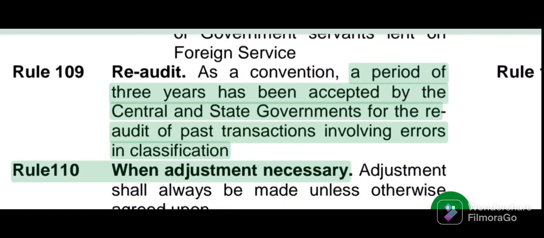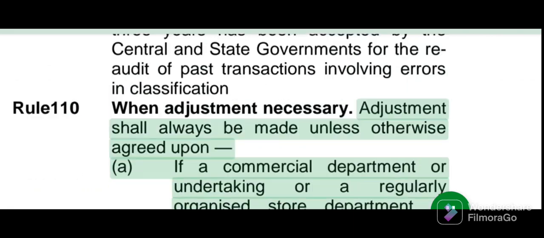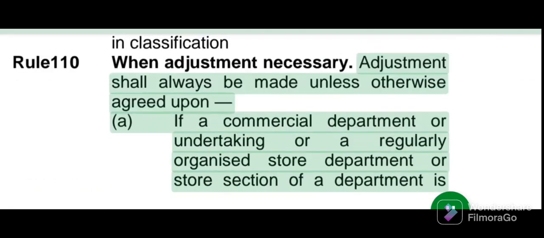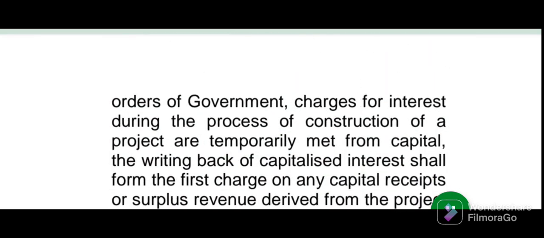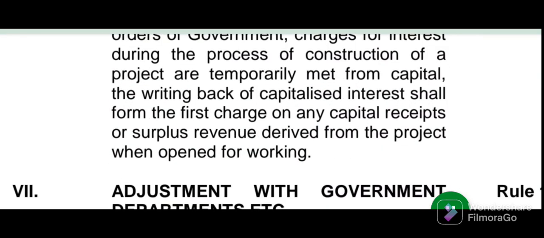Rule 110: When adjustment necessary. Adjustment shall always be made unless otherwise agreed upon: a. if a commercial department or undertaking or a regularly organized store department or store section of a department is concerned, or b. if under the operation of any rule or order, an adjustment would have been made if the particular transaction with state government were a transaction between two departments of the central government.